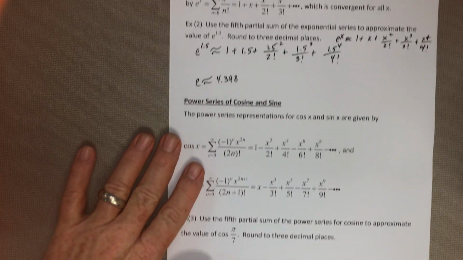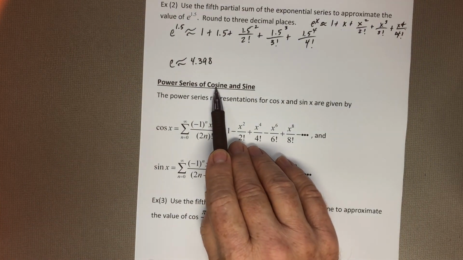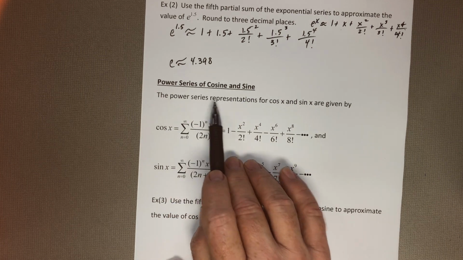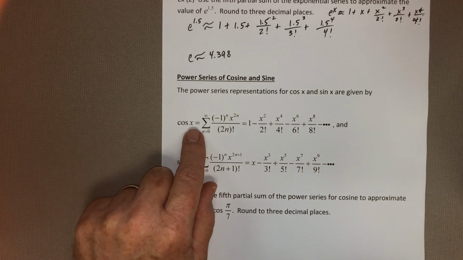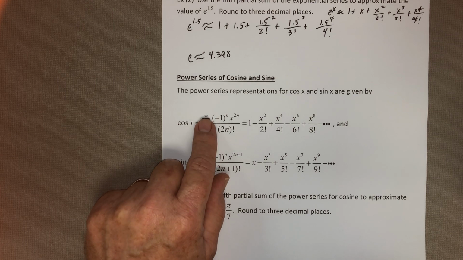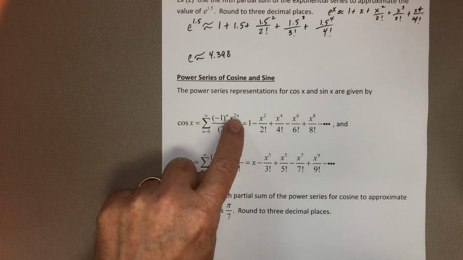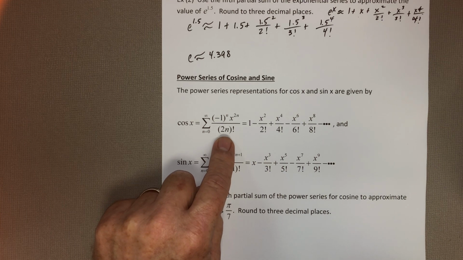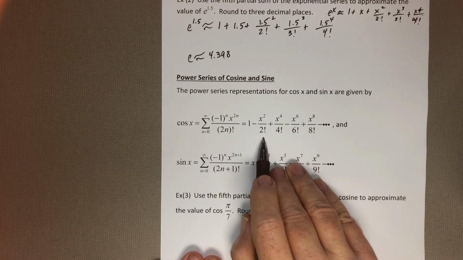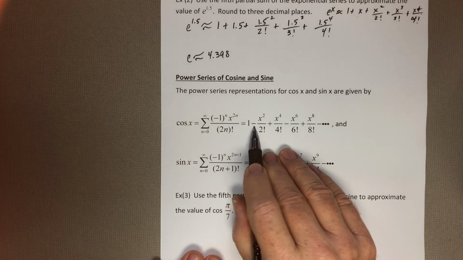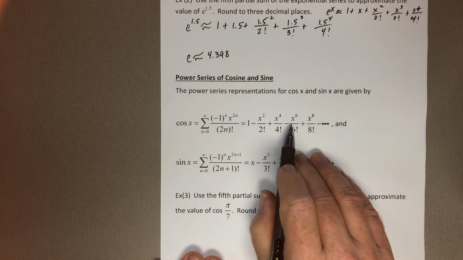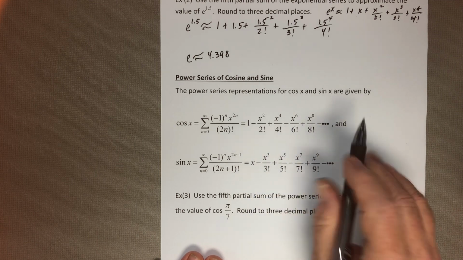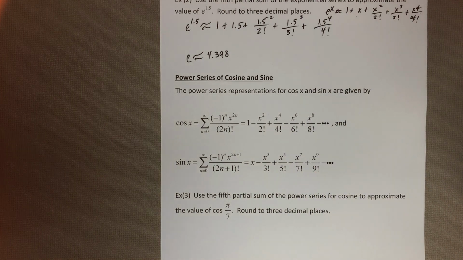We do have power series for the cosine and the sine. The power series representations for the cosine and for the sine are given by the cosine of x is equal to the summation from 0 to infinity of -1 to the n times x to the 2n divided by 2n factorial, which is also equal to 1 minus x squared divided by 2 factorial plus x to the 4th divided by 4 factorial minus x to the 6th divided by 6 factorial plus x to the 8th divided by 8 factorial minus, of course, and then the next one there.